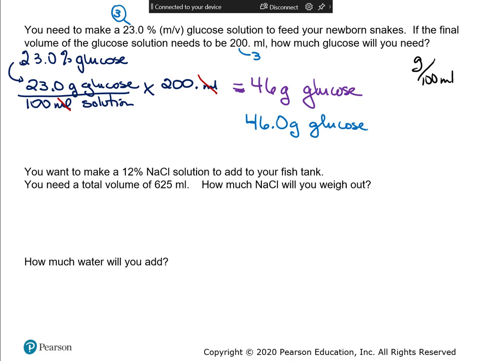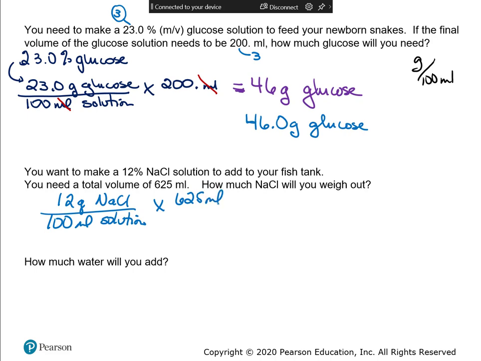All right, so 12% sodium chloride solution to add to your fish tank. So that means what? 12 grams of sodium chloride per 100 milliliters of solution. And pretty much we're going to stick with the mass to volume ratio. We really don't use the mass to mass or volume to volume very much. So now, how do I figure out how much sodium chloride? Just multiply it times 625.